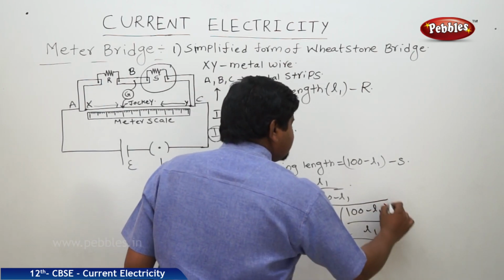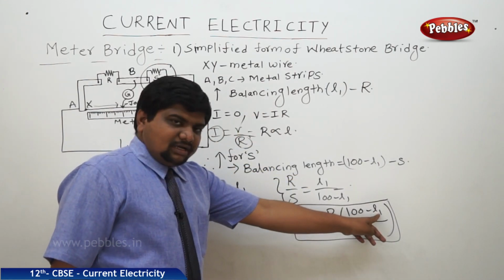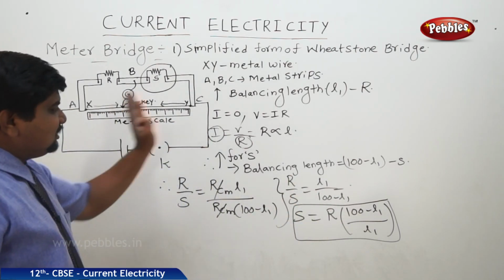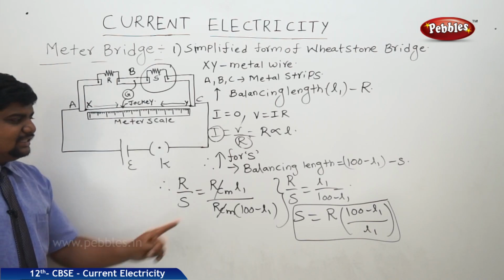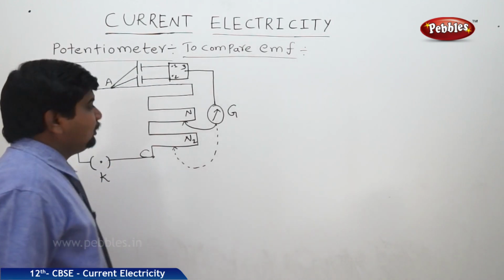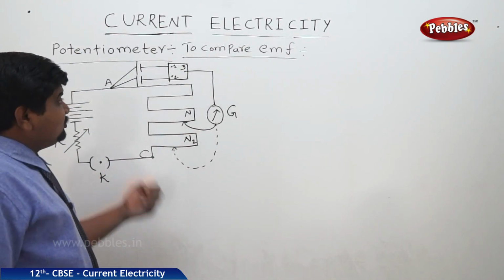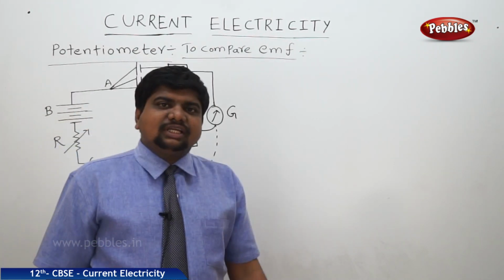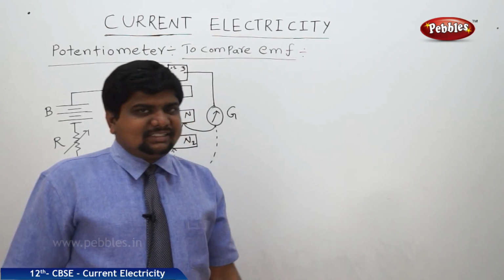So the unknown resistance we can find out with a known resistance into (100 minus L1) by L1. This is the way to measure the unknown resistance with the help of a meter bridge by balancing the lengths. This is one of the applications of Kirchhoff's laws, called the potentiometer. This potentiometer is useful in two ways. The first use is that we can compare the EMFs. The second use is to compare the internal resistances.